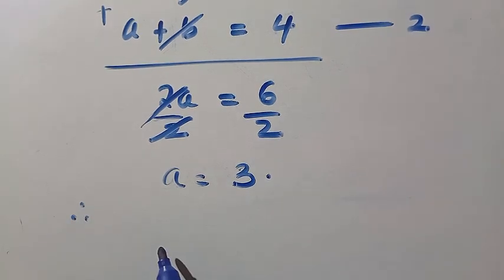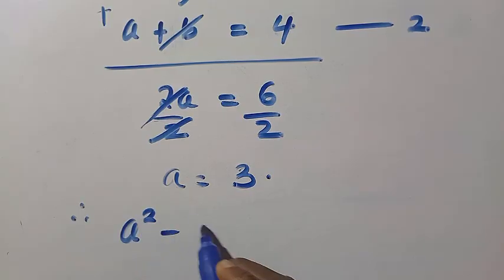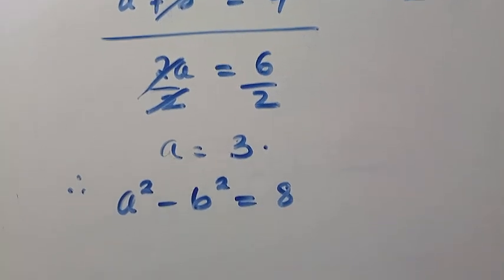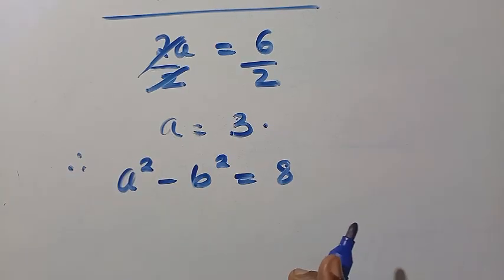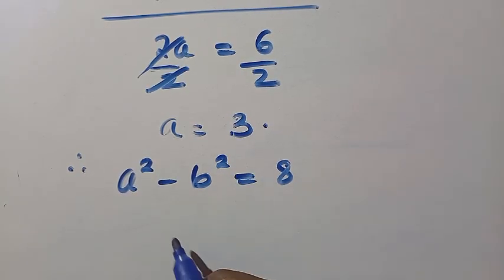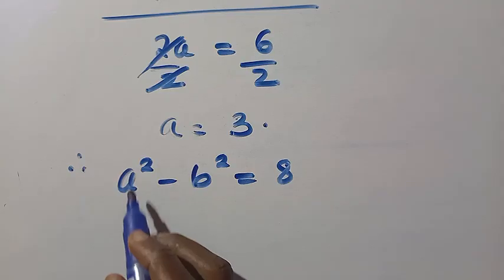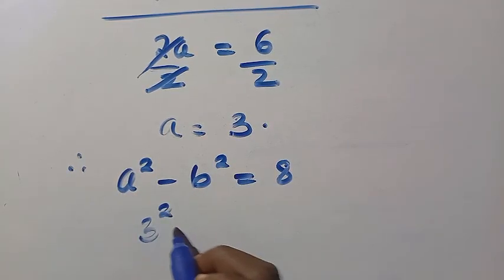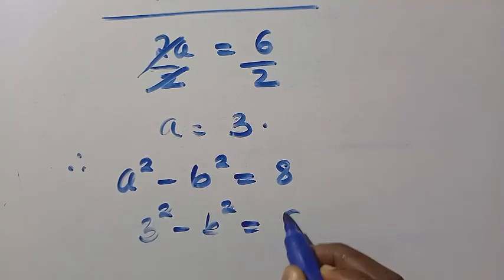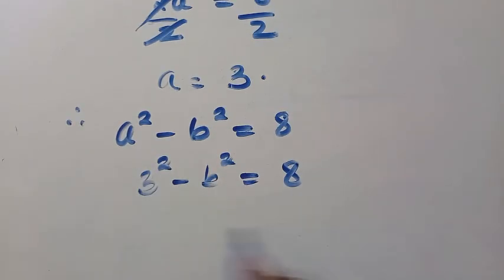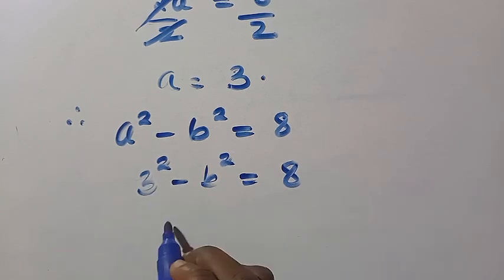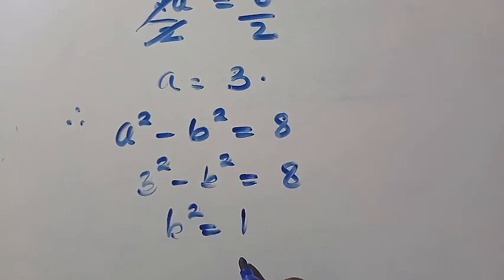Suppose I consider the original equation, a squared minus b squared equals 8. By replacing a with 3, we are going to have 3 squared minus b squared equals 8. Then 3 squared is 9. Then we transfer it to the other side. Therefore, we have b squared equals 1.